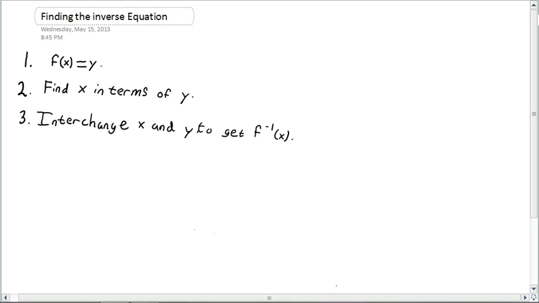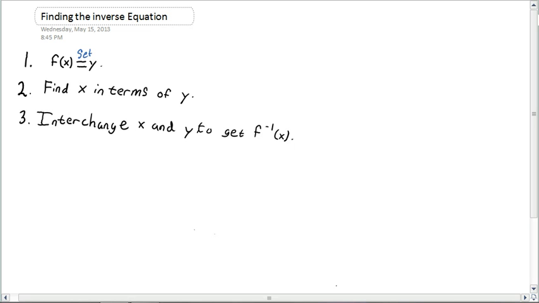And so the first step to this process is to set your function f of x. Now we're just going to say f of x, set it equal to y. So that's the first step. The second step is to find x in terms of y. And you're going to use any method you need or want to use to find this. It could be algebra, calculus, but it's usually just simple algebra.